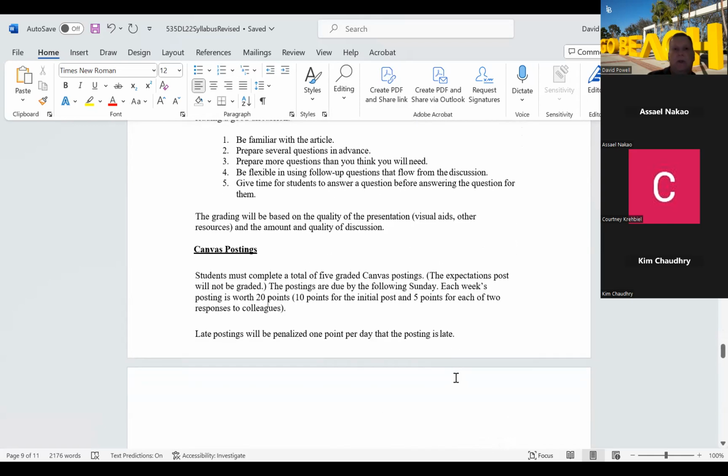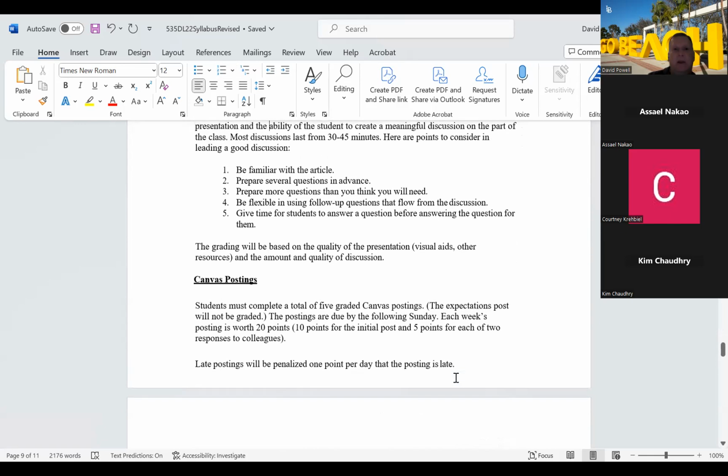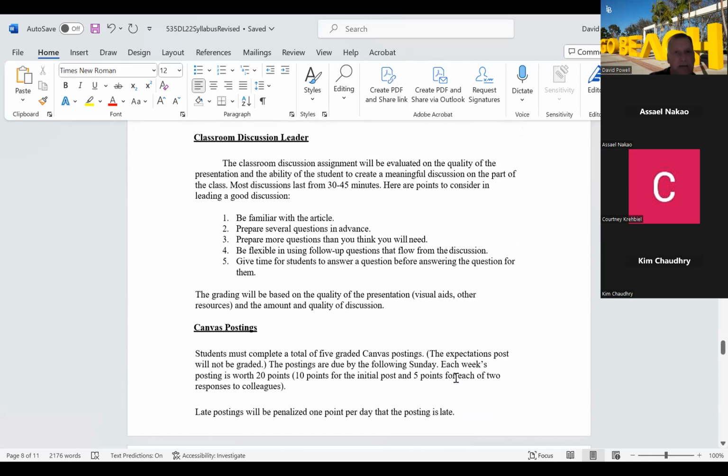Then for your discussion assignment, you'll send me that email with your 5 top choices, and then I'll assign an article to you that you will lead a discussion on. I know here I say most discussions last 30 to 45 minutes. That's aspirational. In reality, they usually last about 20 to 30 minutes. So the whole idea of this classroom discussion leader assignment is to afford you the opportunity to lead a discussion and to engage an audience.